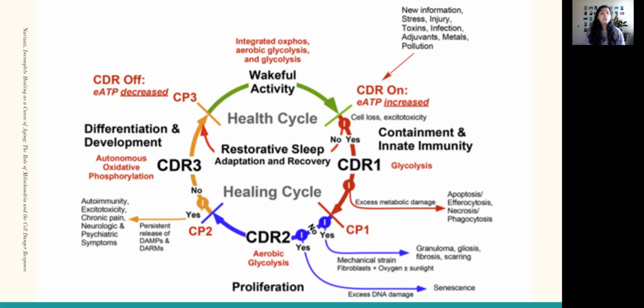So if you continue through CDR2, you will hit checkpoint 2. Checkpoint 2 is what divides CDR3 and CDR2. When you go into CDR3, if your body and your cell does not realize that it is coming out of danger and that it is healing, then it will have a persistent release of molecules that are used for defense.